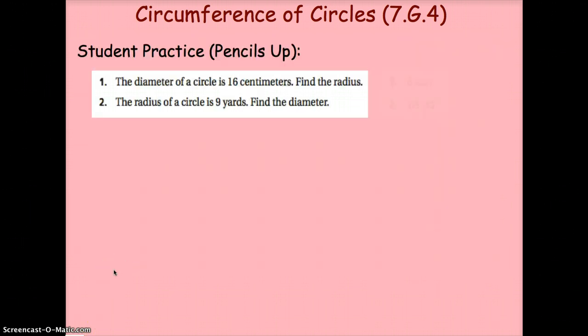Okay, student practice. Go ahead, copy these down and try out these problems. Press play when you're ready to see your answers.